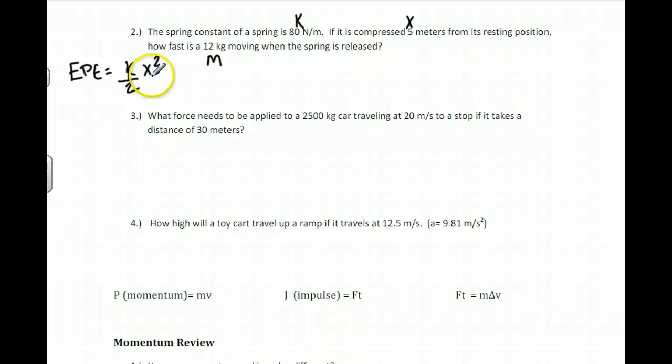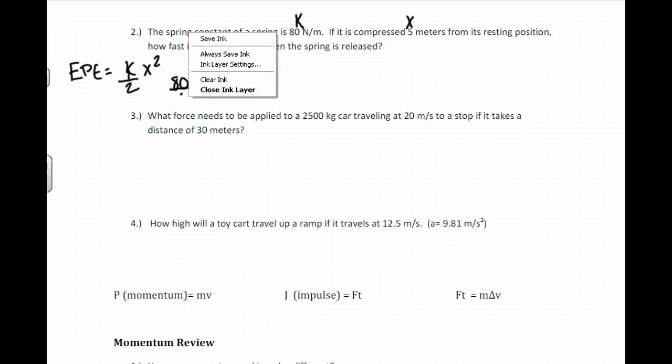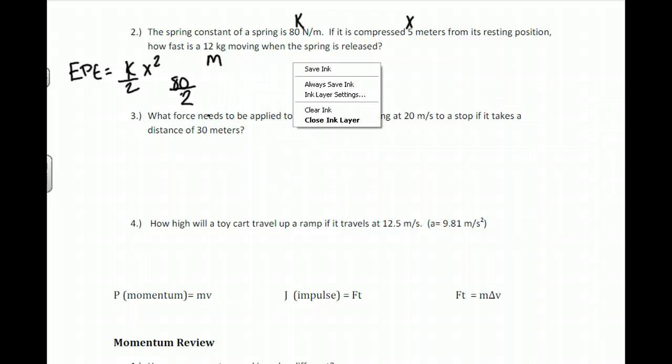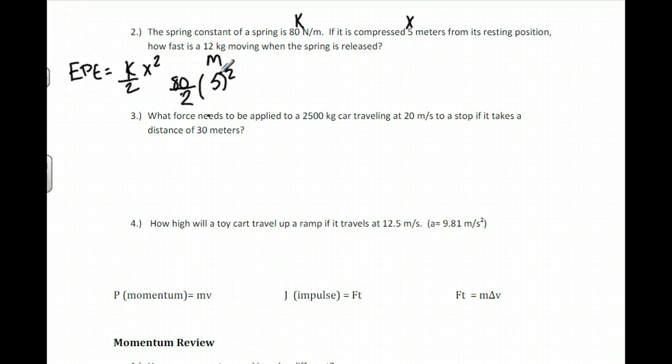So in order to solve for the elastic potential energy, we're going to plug in here, and we're going to have 80 divided by 2, not 20, 2. 80 divided by 2, and we're going to multiply that by 5 squared, and that's going to give us 40 times 25, which if you multiply that out is going to give you 1,000. Okay, so once you have that calculated, we know that that is the total elastic potential energy in our spring.